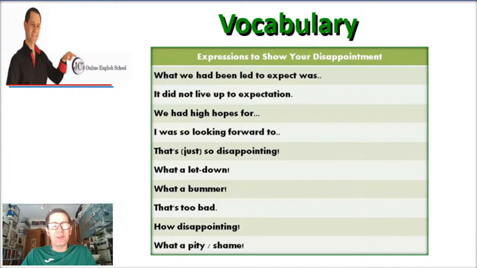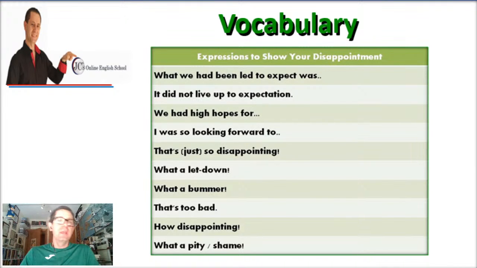Bummer is more colloquial, more slang. What a bummer. It's very American. What a bummer. Or a very easy one is, that's too bad. Or probably the easiest one is, how disappointing. And the last one could be, what a pity, or what a shame. Both are correct.